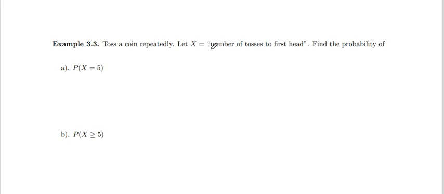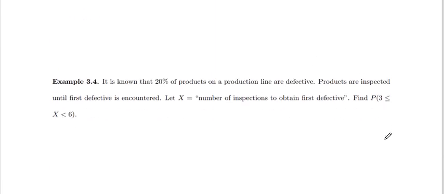Let's say the number of tosses until the first head. You just keep doing it, and you can stop when the first head appears. So this is a geometric distribution. X equals 5 means you need 5 tosses: the previous 4 times fail, meaning tails, and then the last one head appears. So this is a geometric distribution, right?